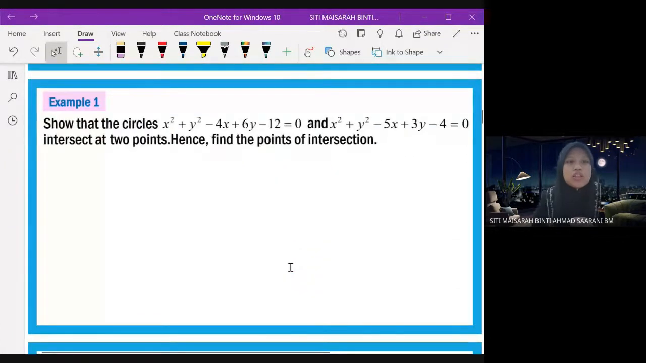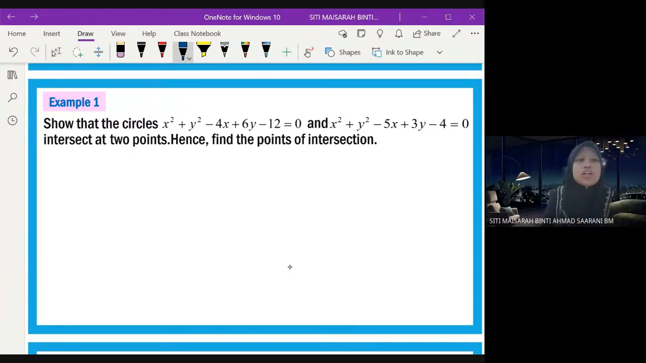Okay, contohnya, for example, show that the circles x squared plus y squared minus 4x plus 6y minus 12 is equal to 0, and x squared plus y squared minus 5x plus 3y minus 4 equals to 0 intersect at 2 points. So ini kita ada dua equation of circle. Dua ni dia bagi dalam bentuk general equation of circle. So soalan dia adalah dia nak show these two circles intersect at 2 points. Kalau intersect at 2 points, kita mesti dapat b squared minus 4ac is more than 0.